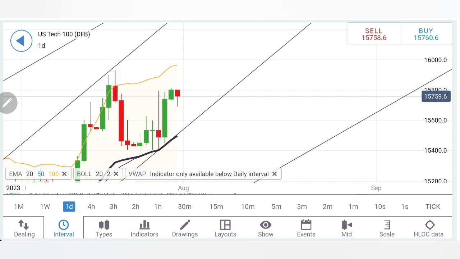Below 15,600 is where the bears will try to pull the prices a little down. So take your positions accordingly. Trade with a stop loss, trade with a trailing stop loss.